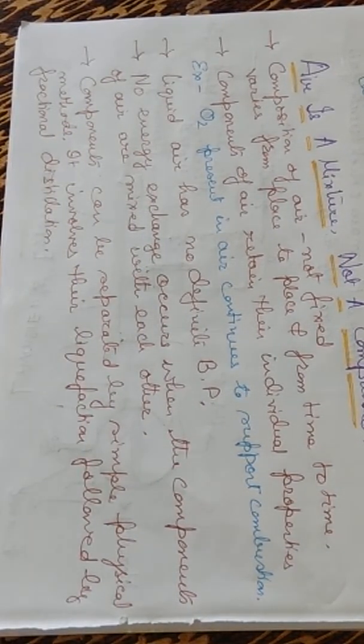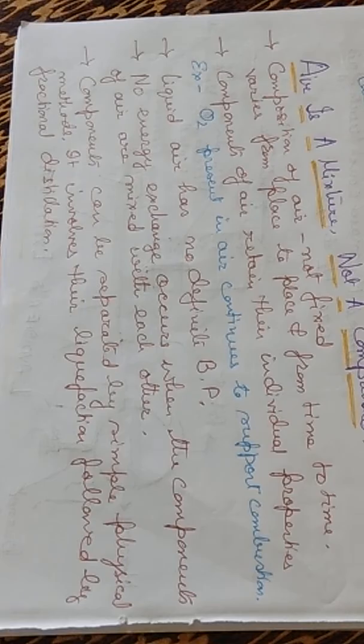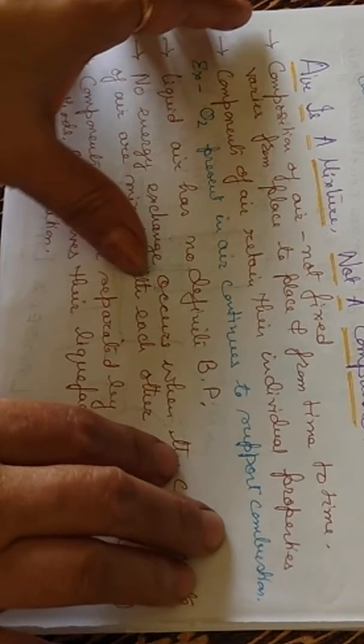No energy exchange occurs when the components of air are mixed with each other, as there is no chemical combination taking place and no new substances are formed. Therefore, when the components of air are mixed together, there is no energy exchange. The components can be separated by simple physical methods. It involves their liquefaction followed by fractional distillation to separate the constituents of air.